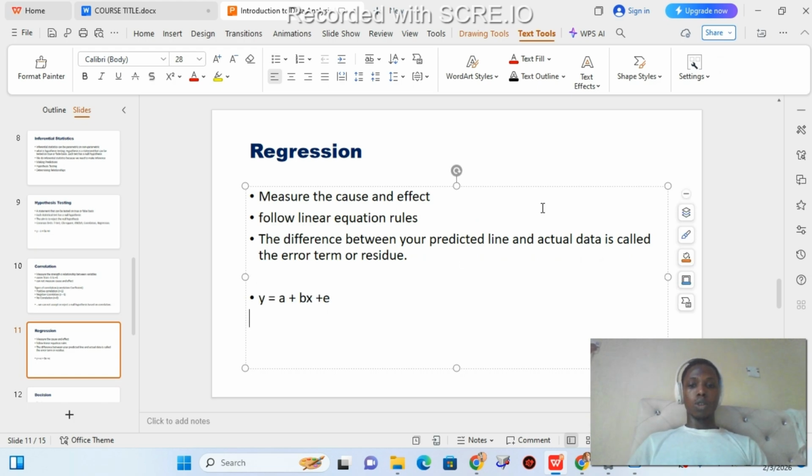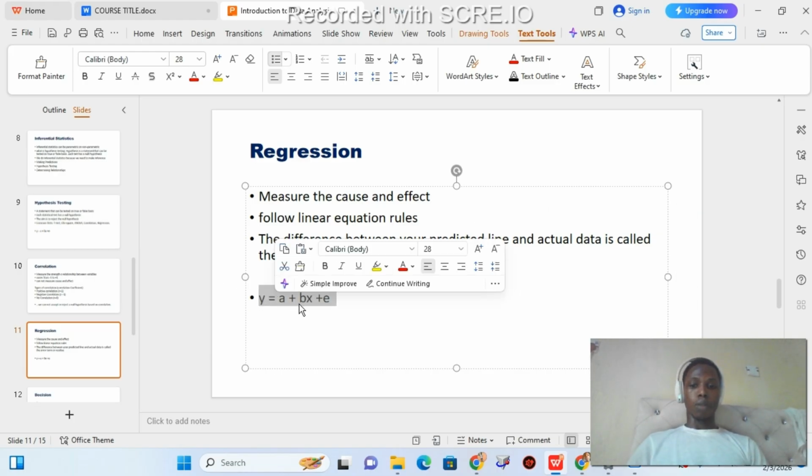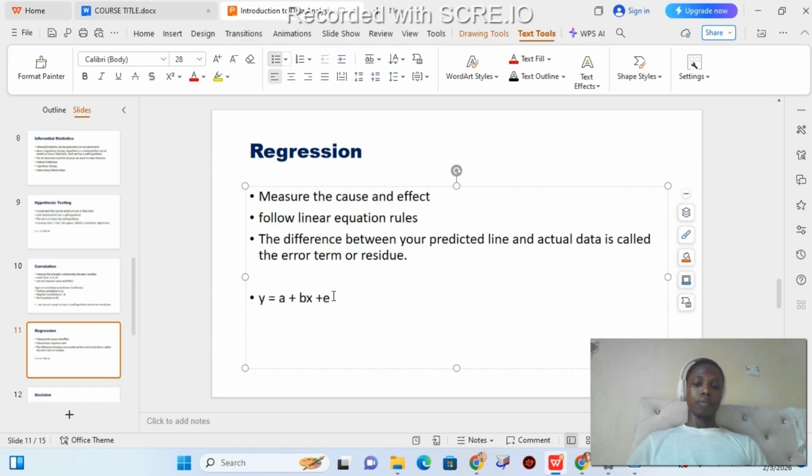In this equation of a straight line that's on the screen here, this highlighted one, y equals a plus bx plus e, right, is a straight line equation. In this equation, we have two variables, the variable y and the variable x. Now these two variables, of course, store data. They basically represent some data that we collected.